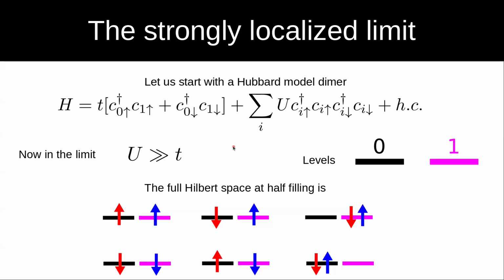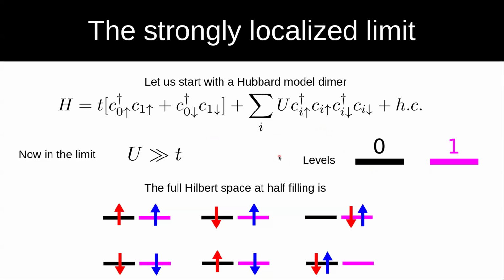And to understand this, let us start with the simplest Hubbard model, which is a Hubbard model for just two sites. So we are going to consider that we have hopping between these two sites, and then we have our local interaction in each one of the sites. And we are going to call these two sites 0 and 1.